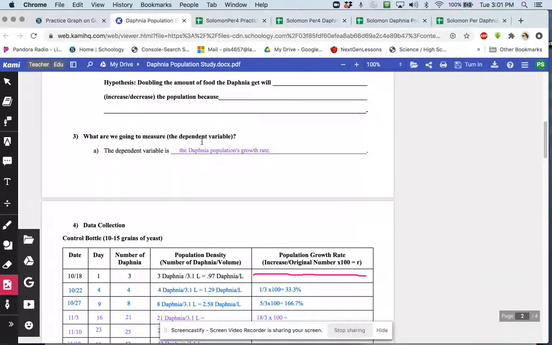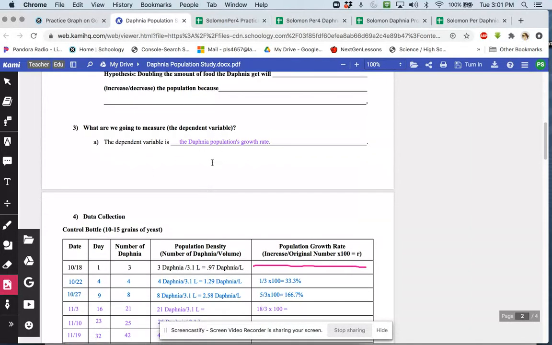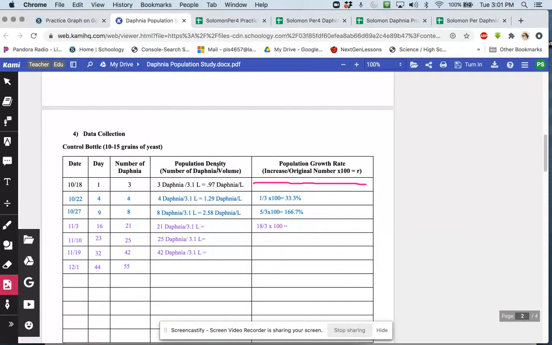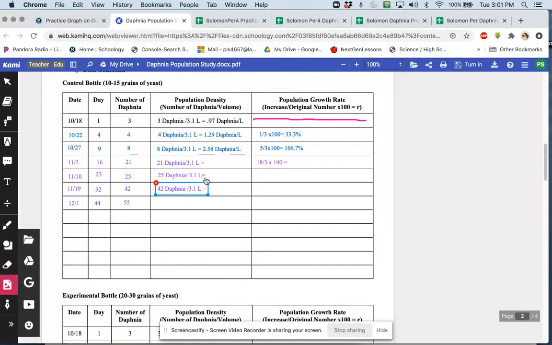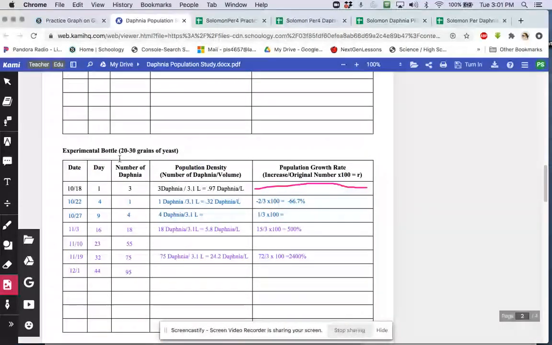So what are we going to measure? We're going to measure the Daphnia population's growth rate. That is the dependent variable. The dependent variable is usually the thing you're measuring on the y-axis of the graph. That's the thing that we're looking at. How much is the population changing over time, based on how much food they're getting? So we have two bottles. We have the control and we have the experimental bottle.